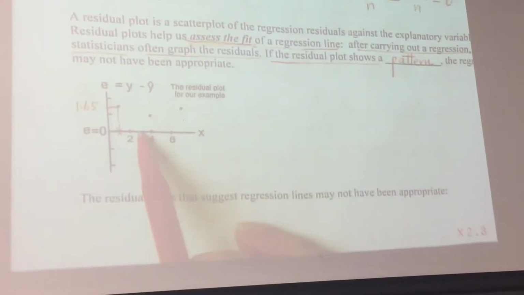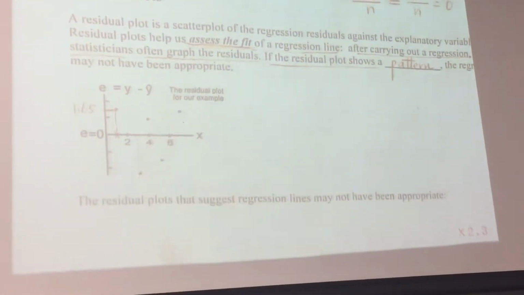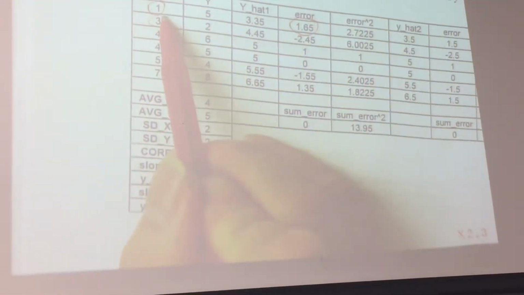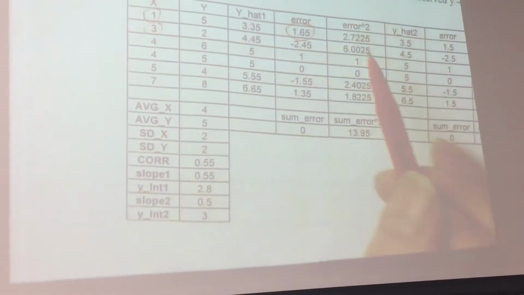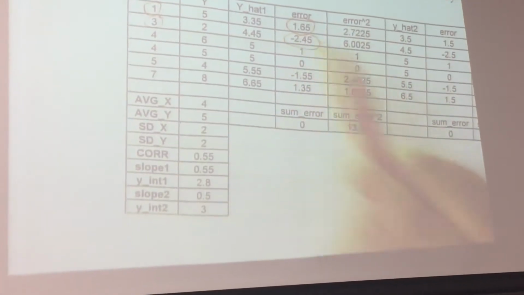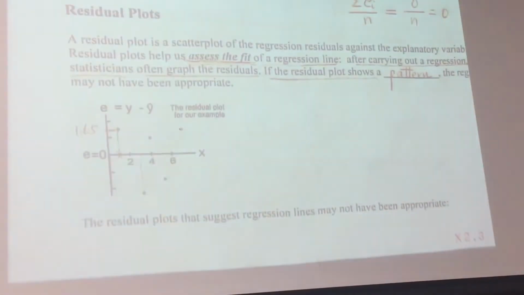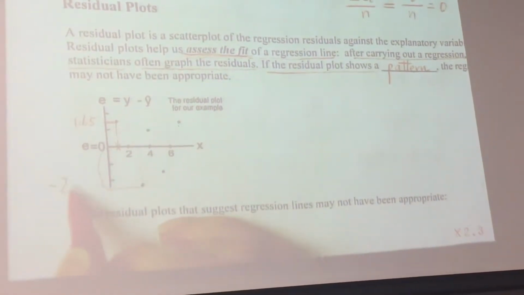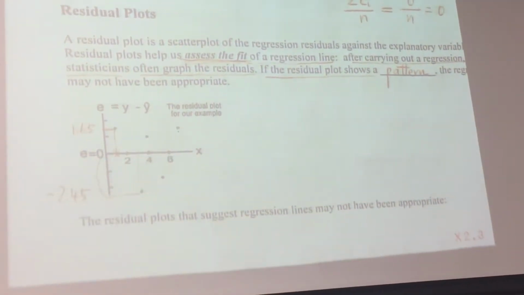And when x is 3, what's the prediction error? Prediction error is what? Minus 2.45. So this is minus what? Minus 2.45. Is that clear? Are you with me?